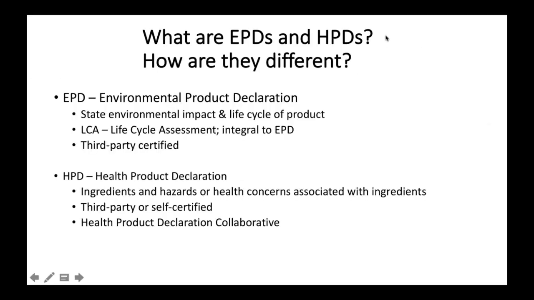That is different from an HPD, or a Health Product Declaration, which looks a bit more at the ingredients that make up a product, and then also thinks about any hazards or health concerns that come from those ingredients that are in the product. So this is not looking holistically at the life cycle of that product. It's just looking at what that product is made of and the impact that that could have on wherever this product is going. And that is run by the Health Product Declaration Collaborative. But high level, EPD is holistic: what impact does this product have on the environment? And HPD is a snapshot of what are the ingredients in this product and what negative consequences could they have.